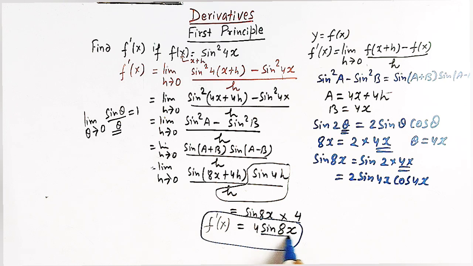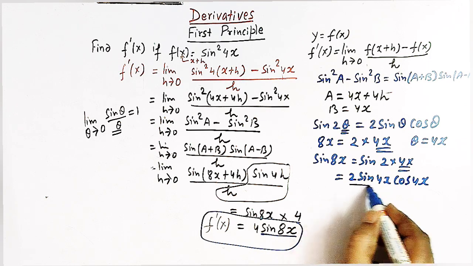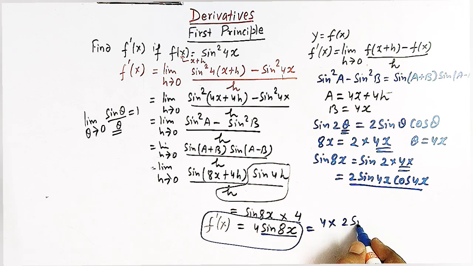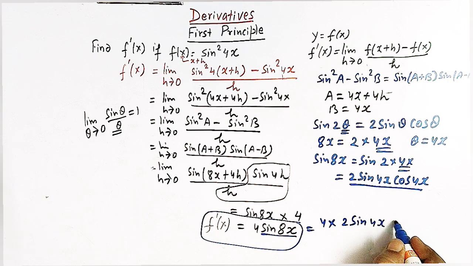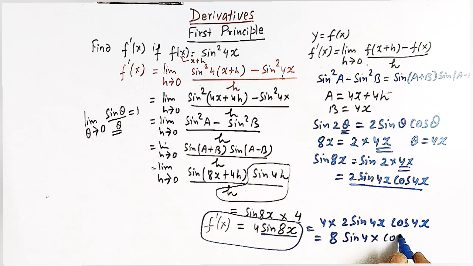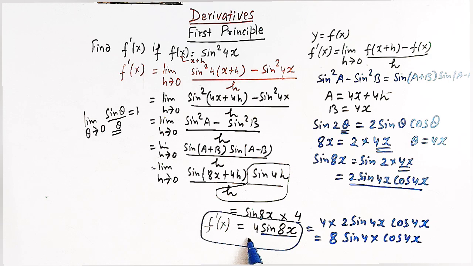So replacing sine 8x by this expression, we can also express this result as 4 times 2 sine 4x cosine 4x, and this is 4 times 2 is 8 sine 4x cosine 4x, right? So either we can use this result or this result.